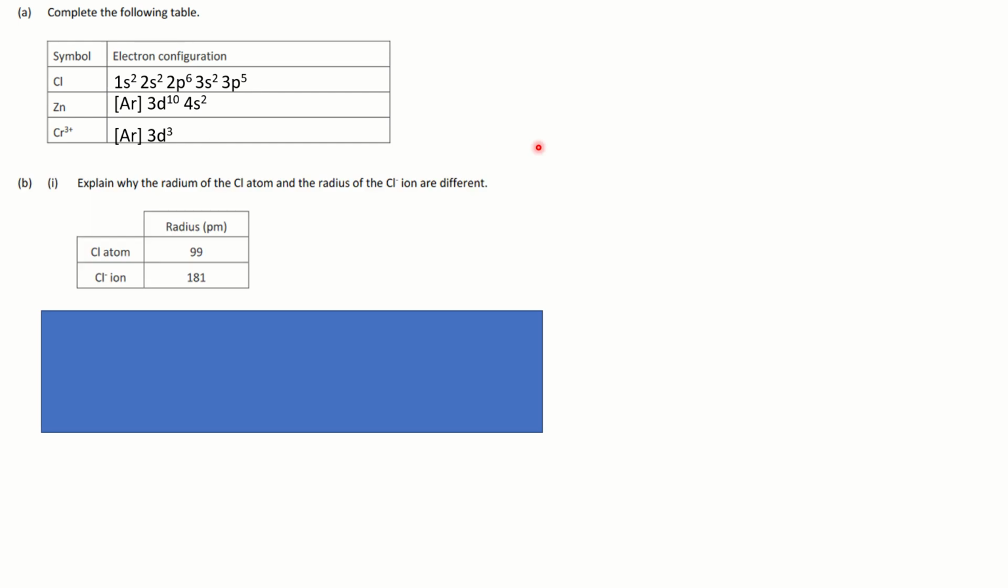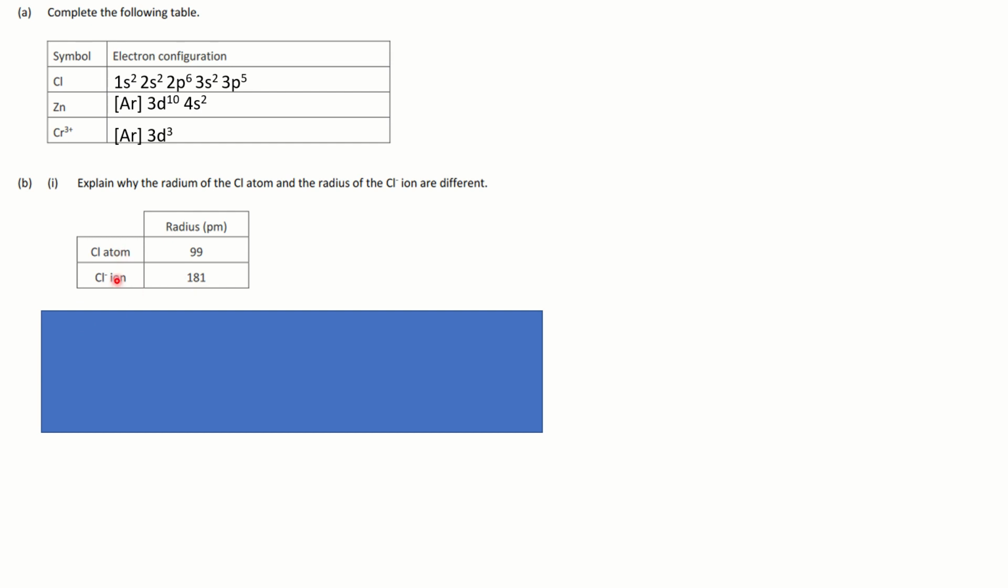Next, we have got explain why the radius, ooh, that's a typo on their part, why the radius of the chlorine atom and the radius of the chlorine ion are different. And they show you the radius right here. Chlorine atom's got a radius of 99, chlorine ion's got a radius of 181. It's almost twice as big. And the way I would approach this is by using your knowledge of the trends in atom and ion radius to work out how or why one of these is going to be bigger than the other. You know that chlorine ion is bigger than chlorine atom.